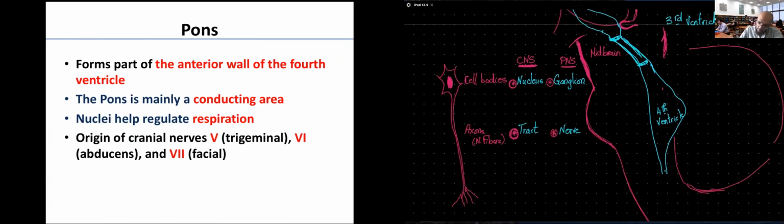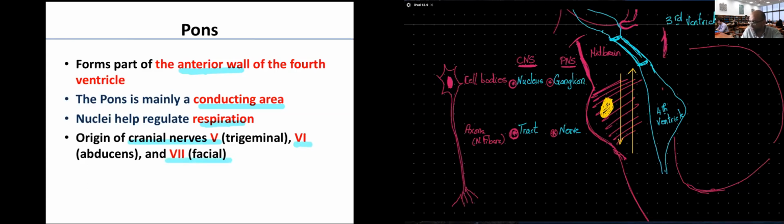Next part is this bulging part of the brainstem. It's my pons. And the pons, as you see on here, forms the anterior wall of the fourth ventricle. Pons is mainly acting as a conducting area. So its main function is to carry the signals up and down from the brain to the spinal cord and from the spinal cord to the brain. It contains important nuclei that will act as respiratory centers. Also, it carries the nuclei for 3 of the 12 pairs of cranial nerves. Those are cranial nerves number 5, 6, and 7: trigeminal, abducens nerve, and facial nerve. So those 3 cranial nerves get their origin from the pons.